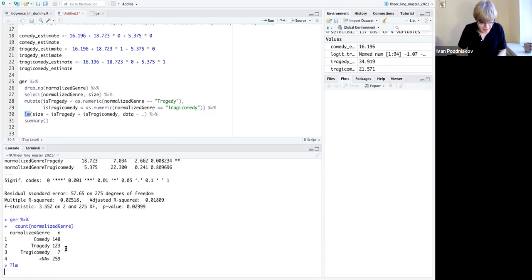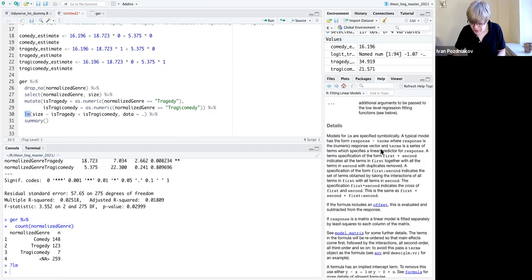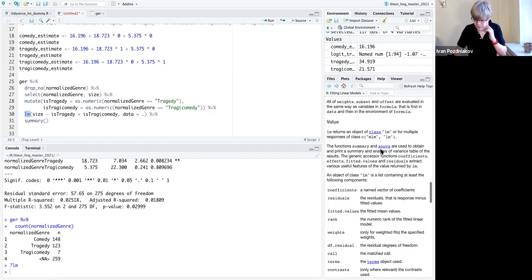You can even find it in the help: fit linear models, and linear models means general linear models. If you remember, we used analysis of variance to compare groups. And you may think, okay, but here we explore the effect of groups on some outcome. Isn't it basically the same thing? The answer is yes, exactly. Analysis of variance is just an example of linear model.